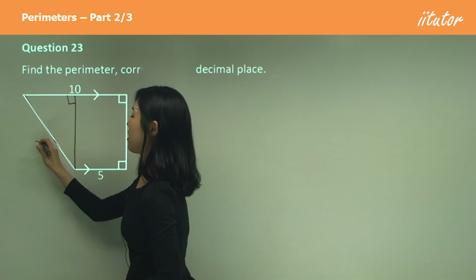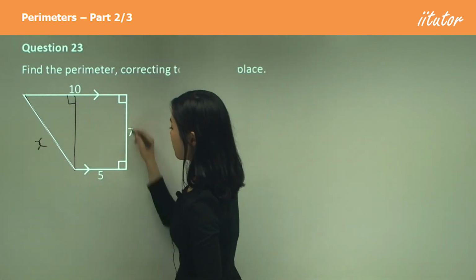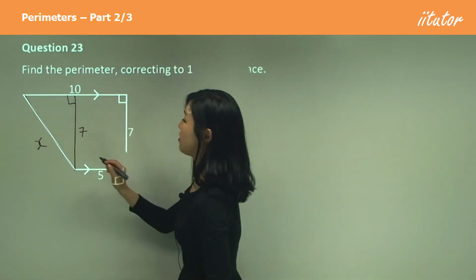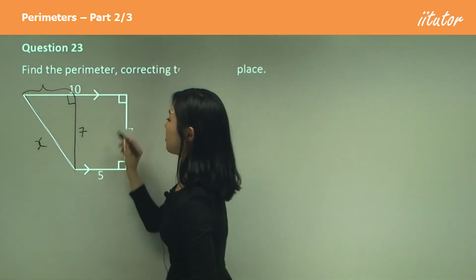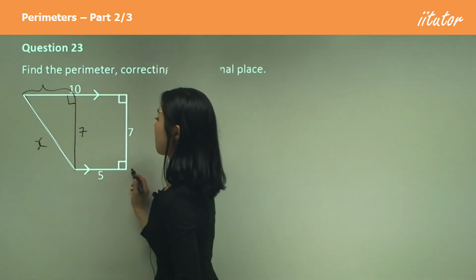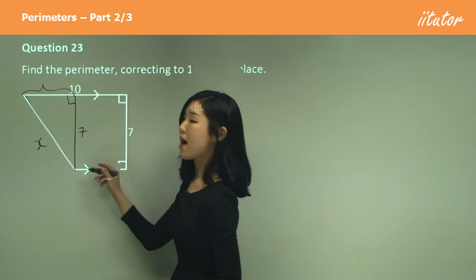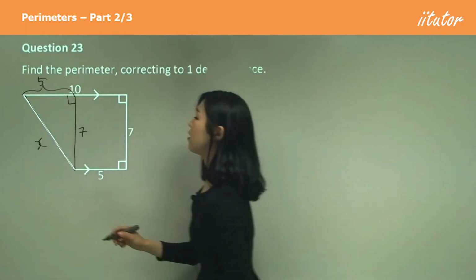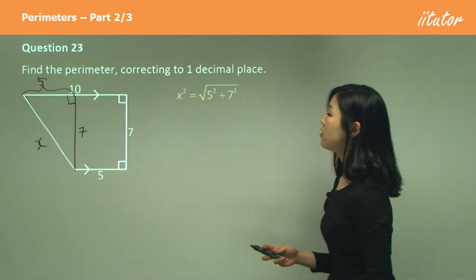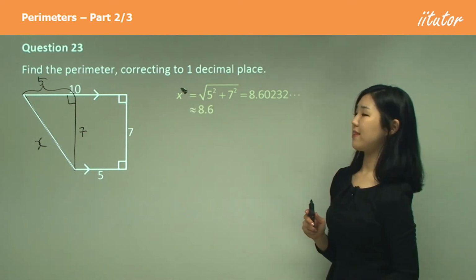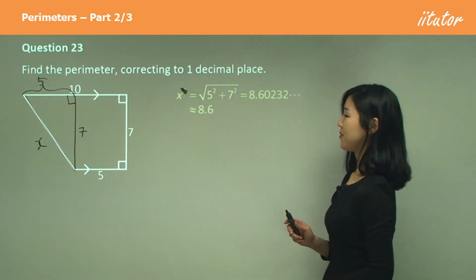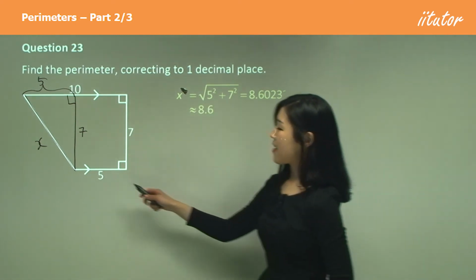Call that x again. We know that if that's 7, this is also 7. This length here, because this length is 10 and that's 5, that length would be 10 minus 5, which is 5. So I've got my right angle triangle, and to 1 decimal place, it's 8.6, isn't it? So therefore, I've got x, that's 8.6.